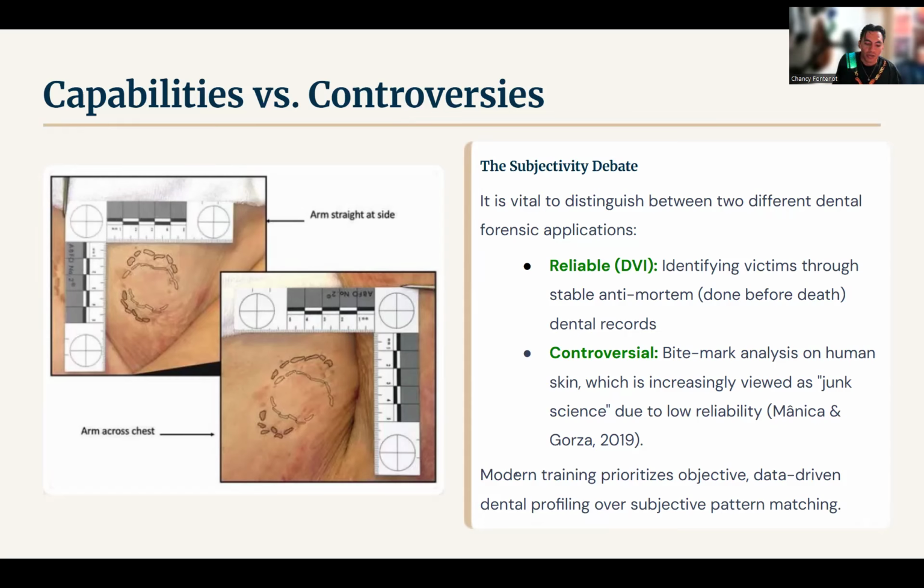This is mainly due to human skin being elastic. It stretches, swells, and heals, and makes it a terrible shifting canvas. Declaring a match between a skin bruise and a suspect's teeth is highly subjective, which is why modern academic training is actively backing away from this to prioritize data-driven dental profiling.